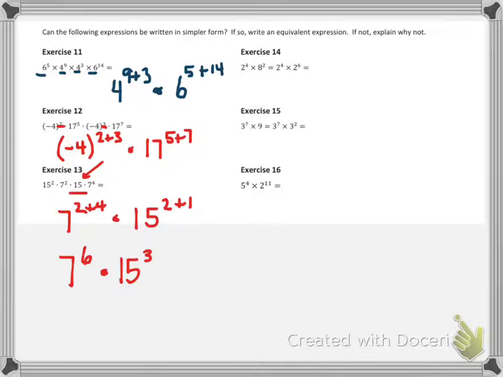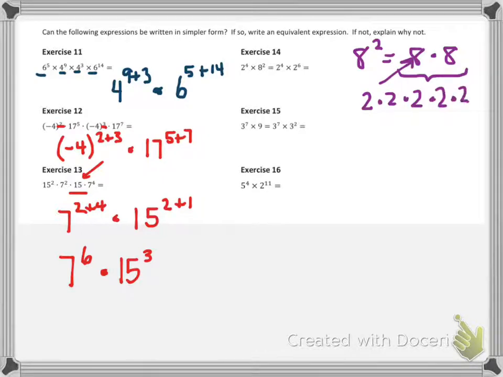Okay. Let's see, what else do we have? Let's go with 14 here. We've got 2 to the 4th times 8 squared, which equals 2 to the 4th times 2 to the 6th. Okay, well, let's see. 8 squared is equal to 8 times 8. And if I think of these 8s, I could change that, right? I could say 8 is really 2 times 2 times 2. And that takes care of this 8. And then I'd have another 2 times 2 times 2. So that's 2 repeatedly multiplied, and there are 6 of them. So that is 2 to the 6th power.